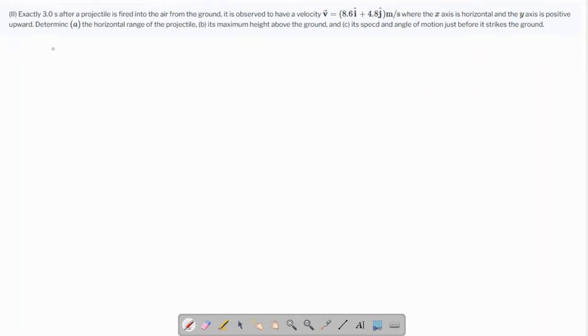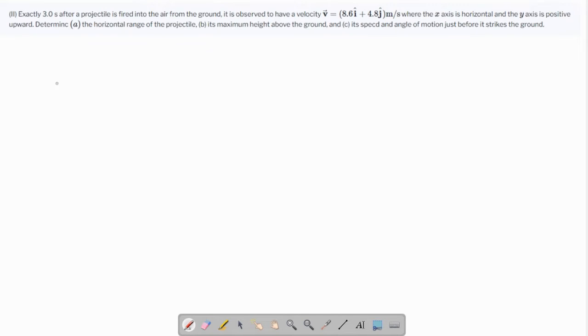In this question, we are given that exactly 3 seconds after a projectile is fired into the air, its velocity is given in i and j components, where x is horizontal and y is positive upward. So what is the horizontal range of the projectile?